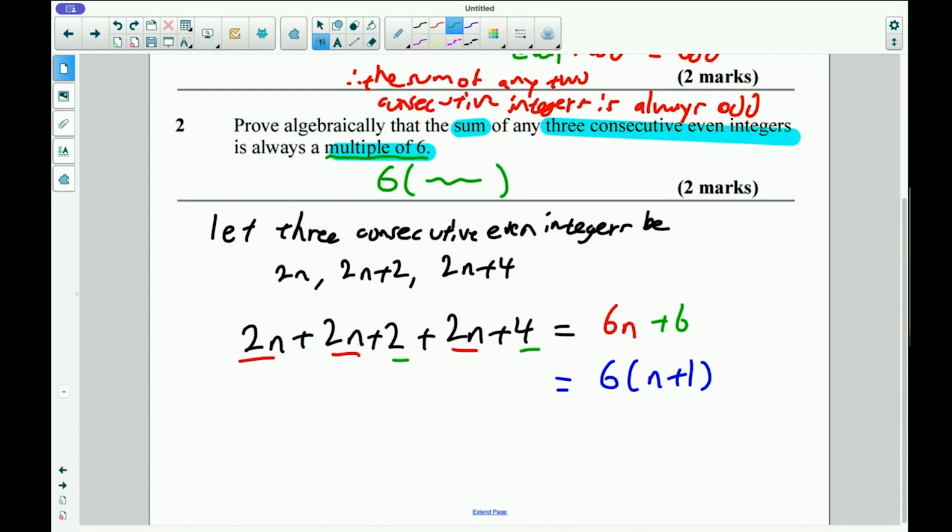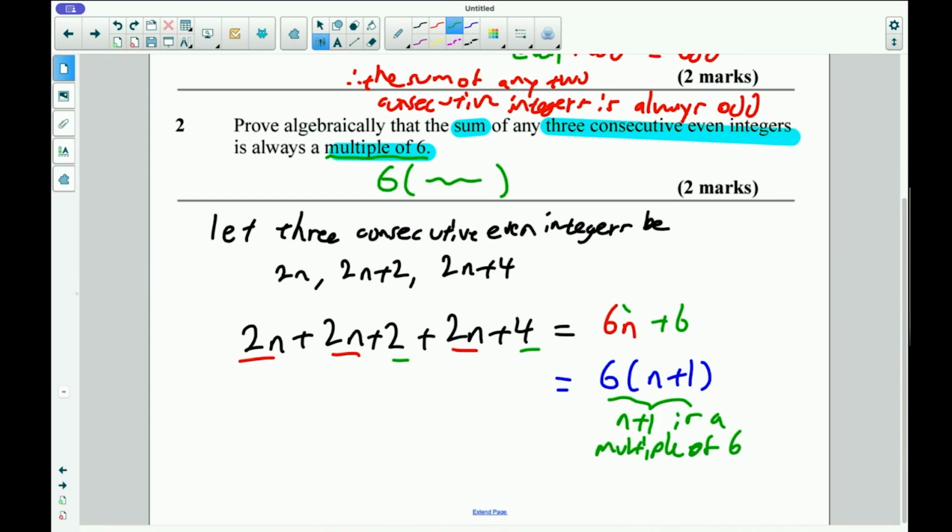Any questions regarding this particular answer here? No questions? So you can say 6 times n plus 1 is a multiple of 6.